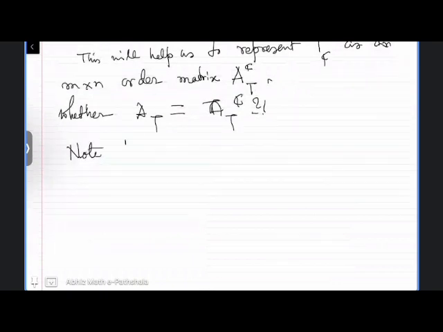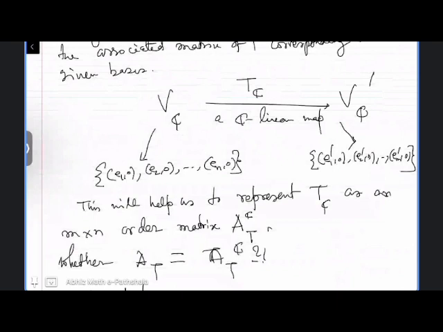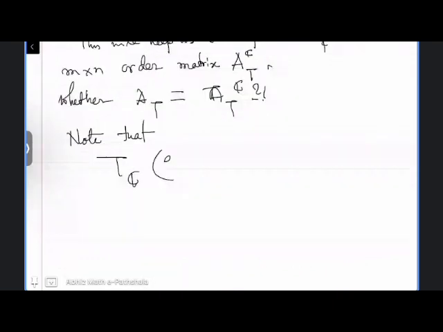Now it should be noted that if you look at the complexification of the R linear map, T_C, and if you take any vector from the basis, from (ek, 0), now using the definition of T_C, what should it be? It is (T ek, 0), right?